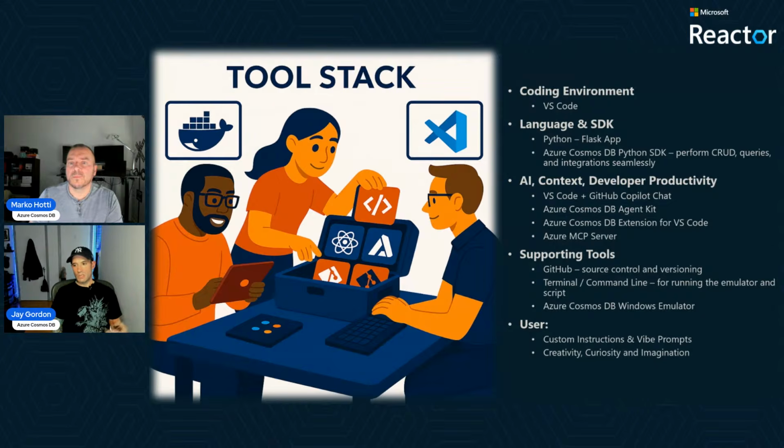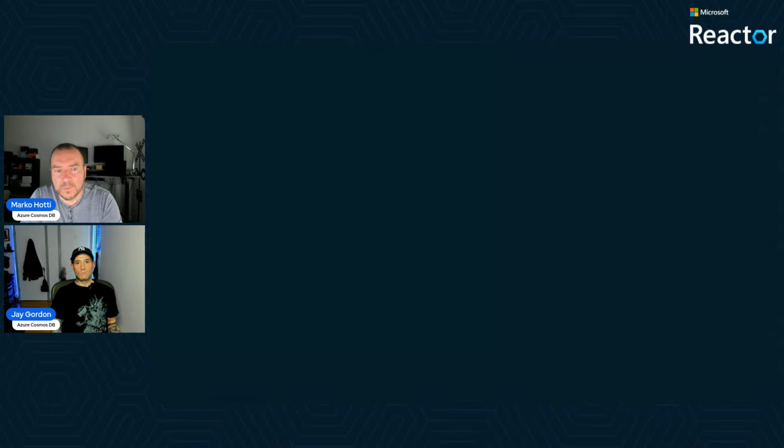Then we've got some other tools like GitHub for source control, Terminal for CLI, and what we're actually going to be working with is the Azure Cosmos DB Windows Emulator. There's a Linux emulator as well, but we'll focus on the Windows one. What's really cool is that all the things we're going to be doing today, you can do as well. It's not going to cost you a dime. You just grab the emulator. We'll have links for you where you can find all this at the end. The other part of it is the user: custom instructions that we can come up with, different prompts, and then you're only limited by your creativity, your curiosity, and your imagination.